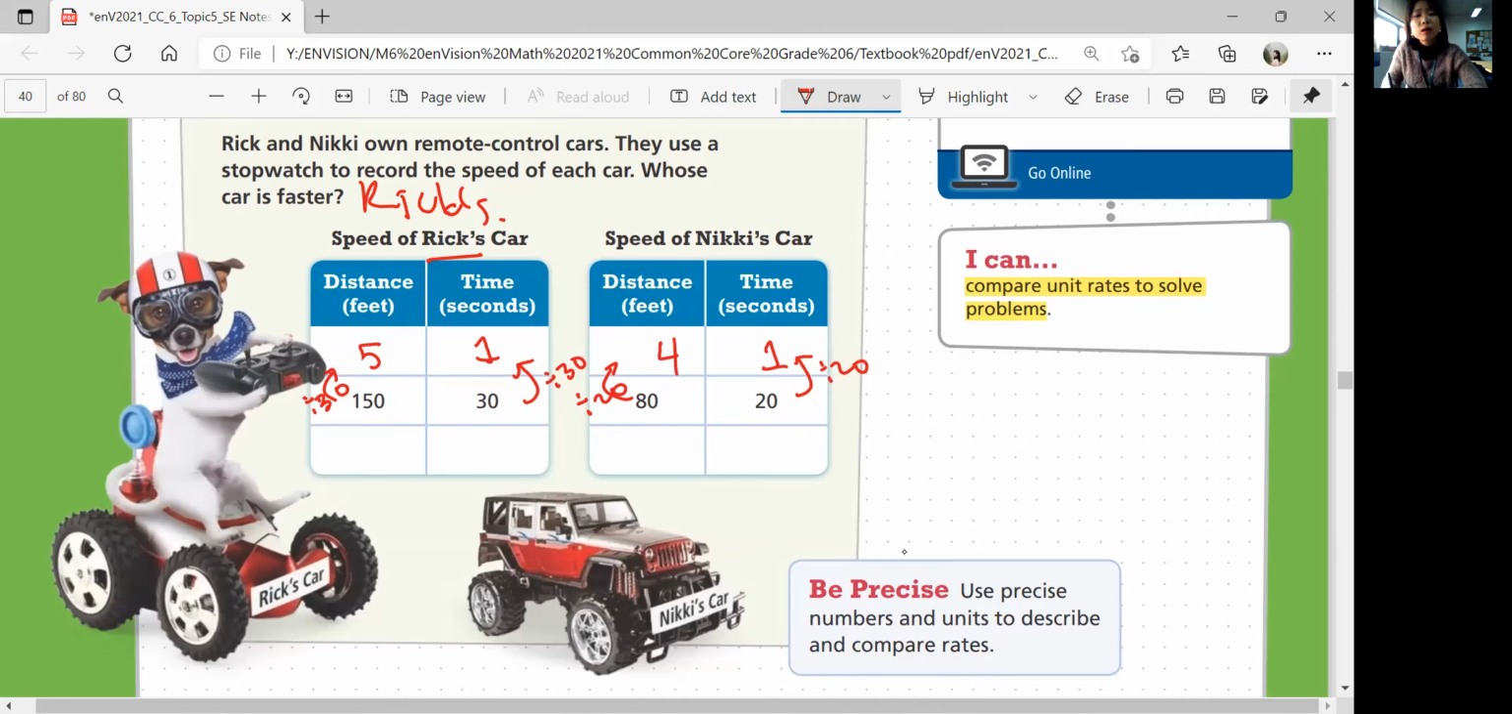Also, you can write them in fractions. And if you divide both of them by 30, you get unit rate 5/1 for Rick's car. And then for Nikki's car, you get 80/20 divided by 20, and then you get 4/1. Okay, and that is our unit rate.